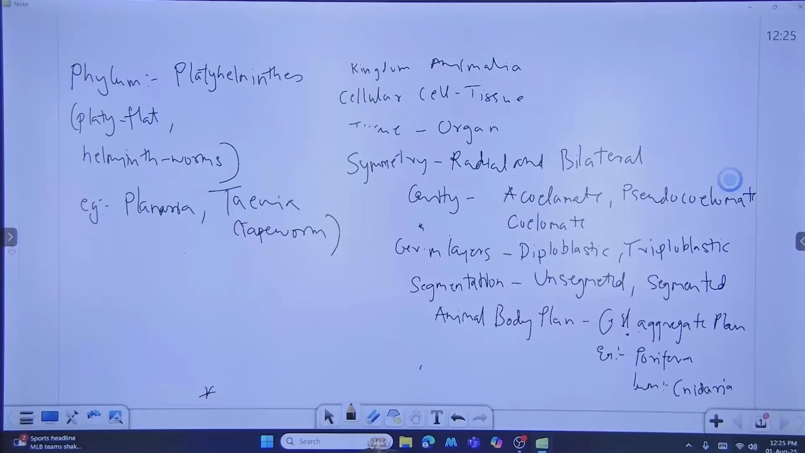Dimorphism. Male and female are separate. She's asking about the larval stage.